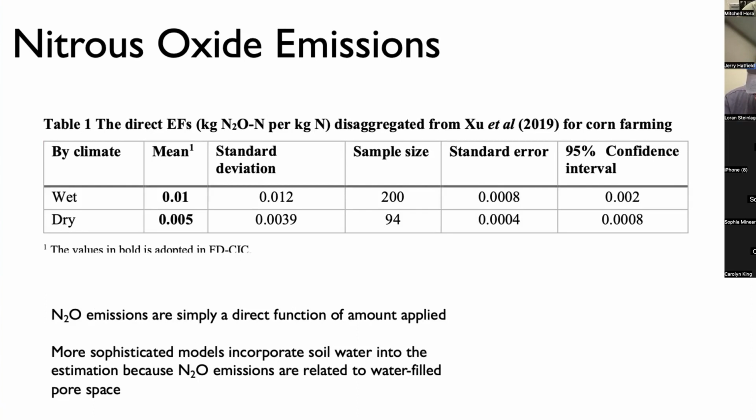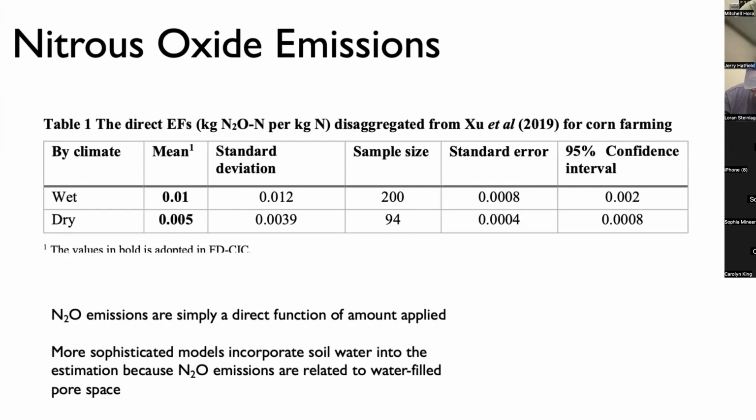And if you get in a dry climate, that's 0.5%. That's what was often referred to by the Intergovernmental Panel on Climate Change. That 1% is their Tier 1 calculation. That's just a simple math relationship.